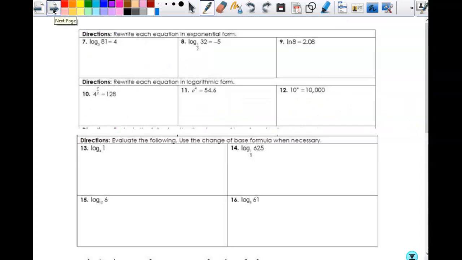Okay, next part. Rewrite each equation in exponential form. This should be a piece of cake. 3 to the 4th power equals 81. (1/2) to the negative 5th power equals 32. e to the 2.08 power equals 8.